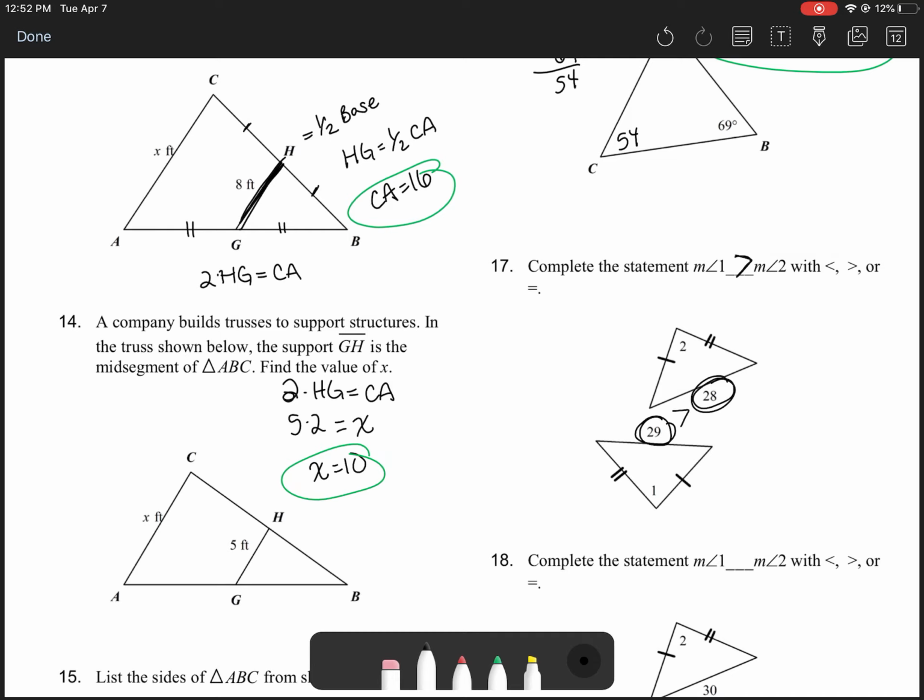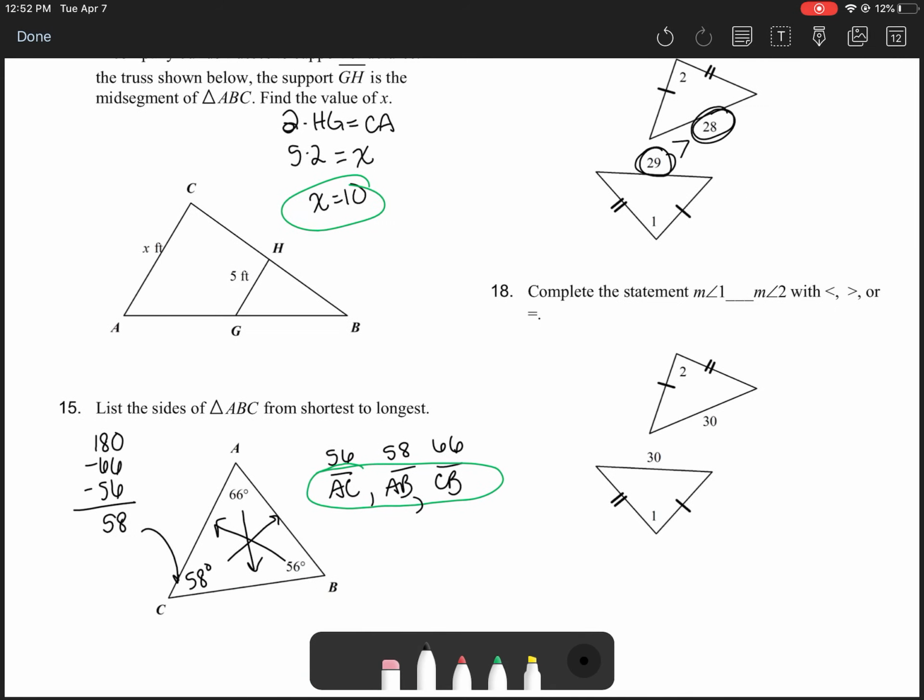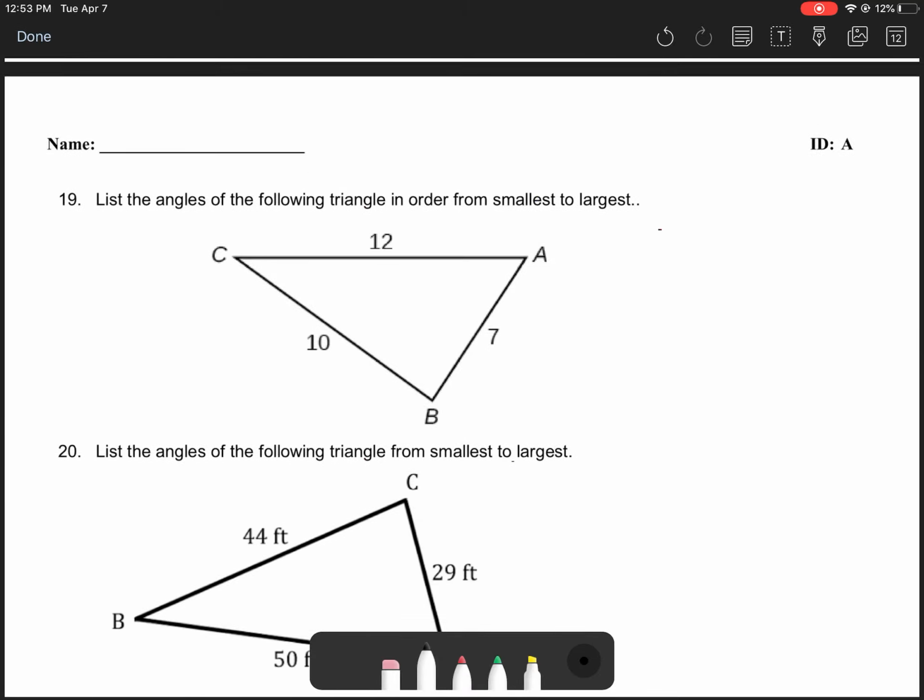It's the same as the last one. The largest angle had the largest corresponding side length. So the largest side length has the largest corresponding angle. So for number 2, this time they're both equal. There's no side length that's longer than the other. So I have to assume that those angles would also be equal.